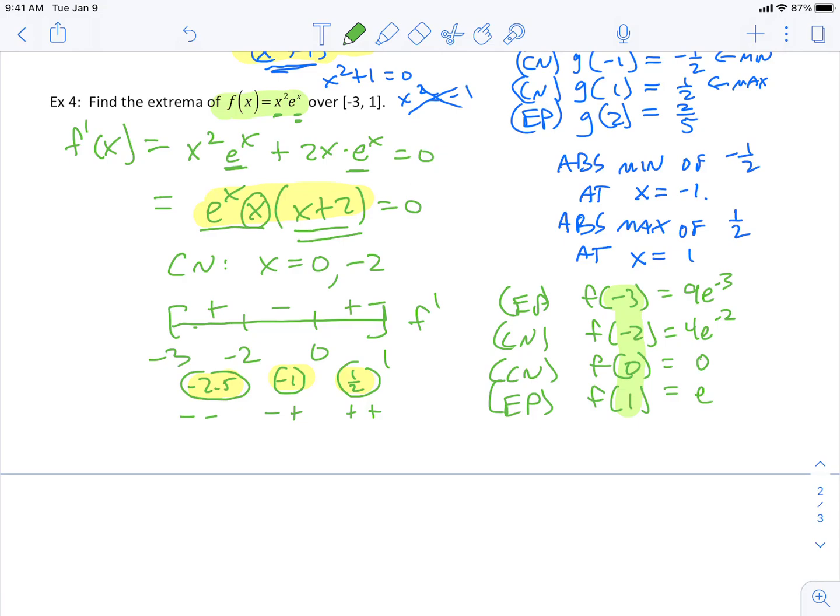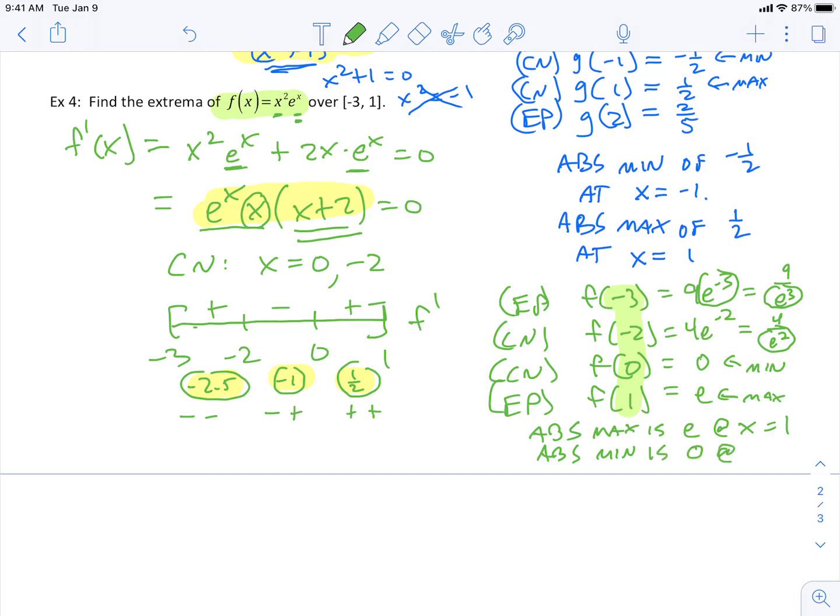Now this number is the same as 9 over e cubed, and this is the same as 4 over e squared. e cubed is bigger than 9, and e squared is bigger than 4, so these are a little bit bigger than 0. So 0 is the min, and e is the max. The final conclusion here is that the absolute max is e, and that's at x equals 1, and the absolute min is 0, and that's at x equals 0.